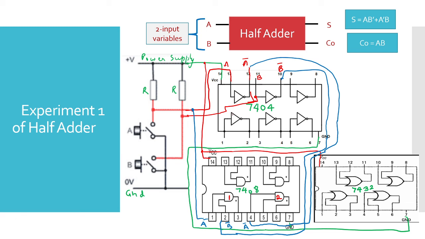So B I am dragging here, and I am connecting with the second input of this second gate, pin number 5. So this is my B. So your connection is over. A bar B, A bar B, and A B bar.